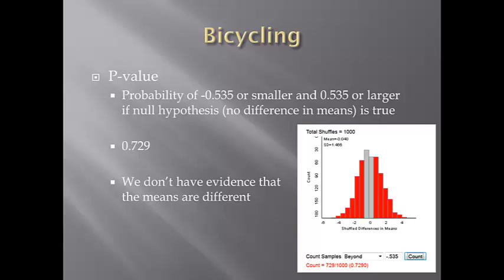What does this mean? It means numbers like negative 0.535 happen frequently by chance. This means our data does not give us evidence that the means are different. In other words, in our simulation of the null hypothesis, which said that the mean commute times were the same, that often generates numbers like negative 0.535. Thus, one plausible explanation for our data is that there is no difference in the average commute times between the two bikes.